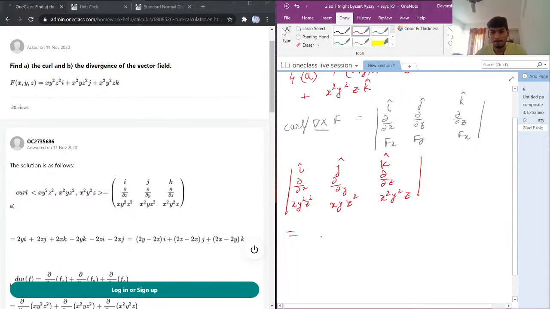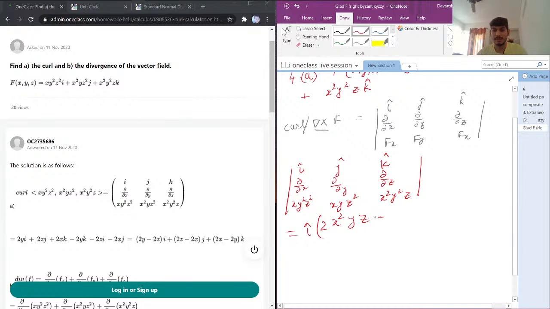So I will write i into del over del y of this, basically f z. So I will differentiate this x square y square z with respect to y partially. So the differentiation of y square will be 2y. So I will get 2 x square y z.